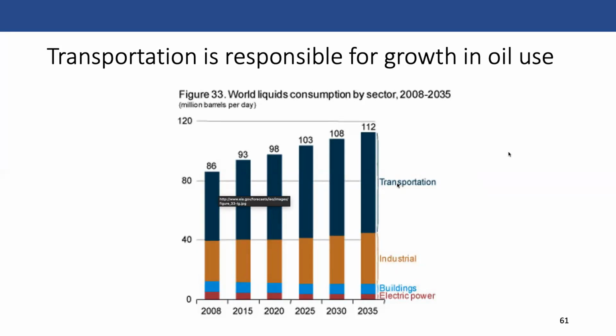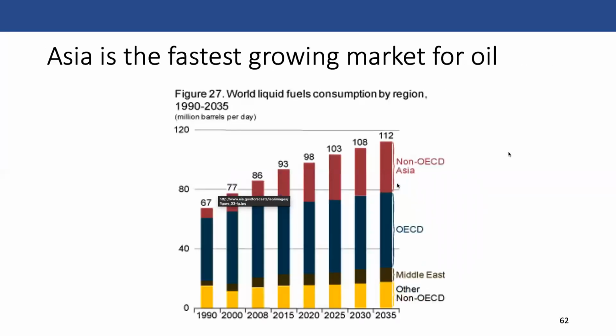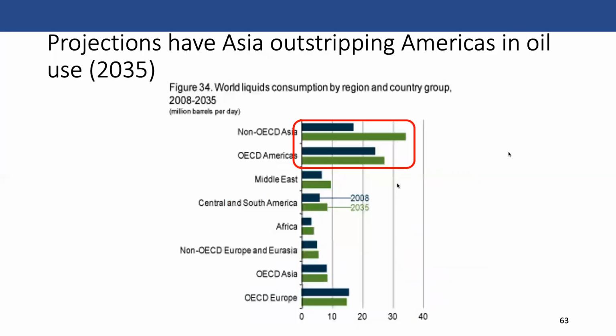And this is worldwide. Asia is the fastest growing market for oil. I think in a lot of the more developing countries, as people get richer, access to transportation, which is a good thing, is also leading to higher demand for the fuel. And that's leading to higher and higher emissions. So this is a problem that's not going to be going away anytime soon.